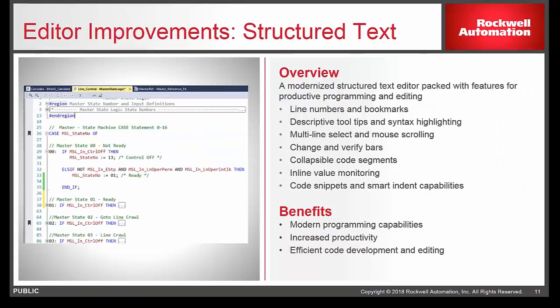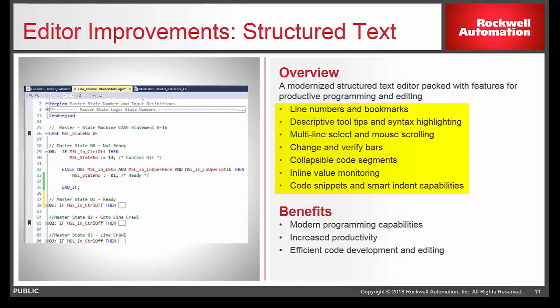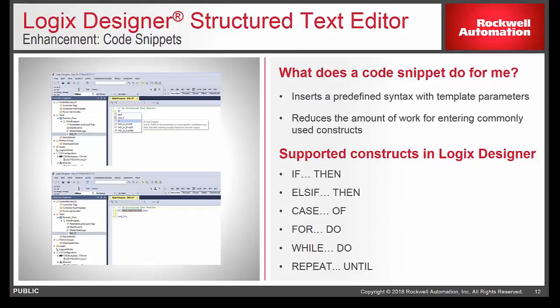One of the code editors that saw the greatest amount of improvements is the structured text editor. As you can see here, we've added line numbers and bookmarks, descriptive tooltips, multi-line select and mouse scrolling, change and verify bars, collapsible code segments, inline value monitoring, code snippets, smart indent capabilities, and other benefits. So let's talk about some of the specifics of those new capabilities.